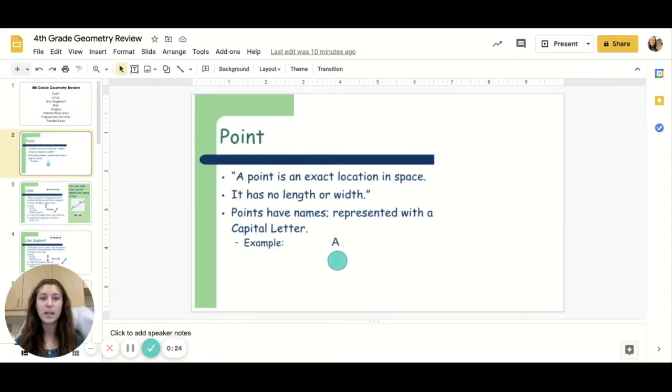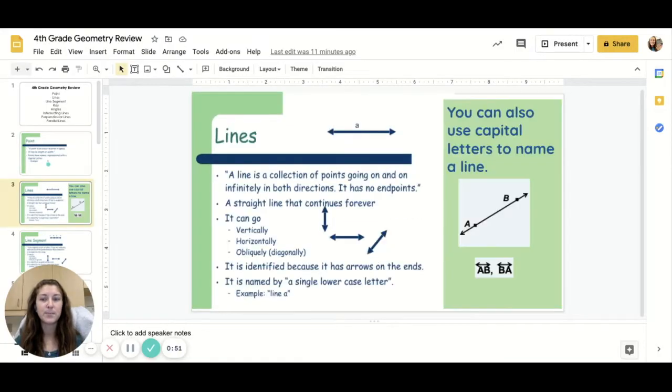So a point is an exact location in a space. It has no length or width. As you can see here, point A is just labeled. We talked about points earlier in the year when we talked about graphing on a coordinate plane. We plotted points on a coordinate plane. You can also take letters and represent those points as well. So you can see that this point here is labeled as point A.